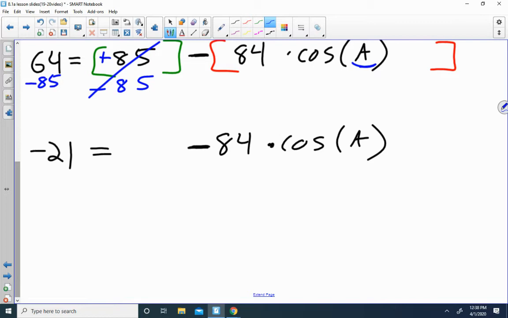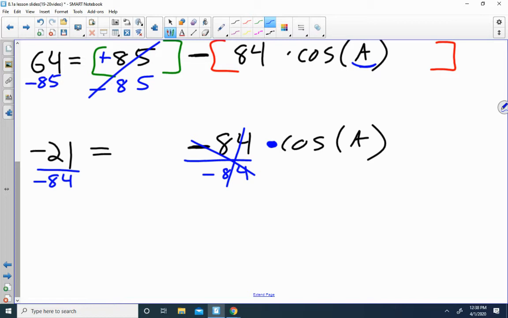Well, look at this. The negative 84 is being multiplied, which means to get rid of it, you got to do the opposite of multiply, which is divide. So you're going to have to divide both sides by negative 84.